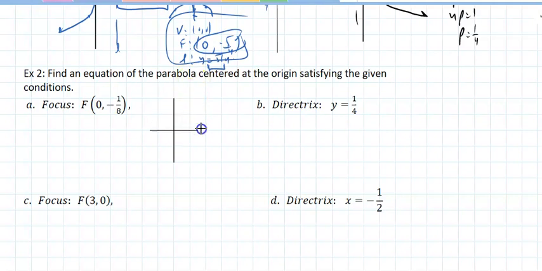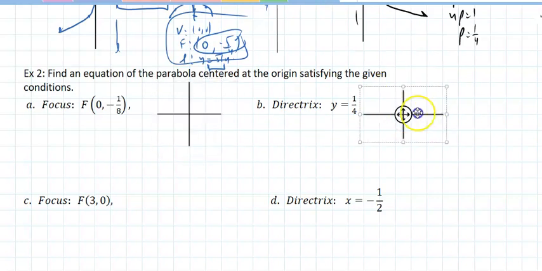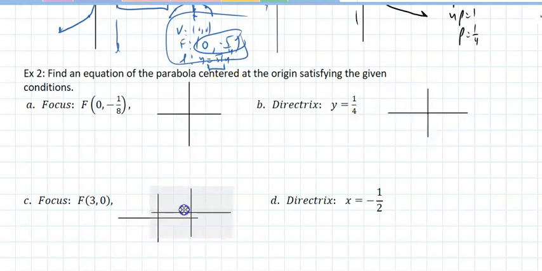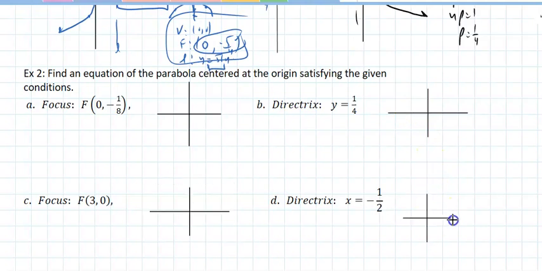They're not asking for a sketch. I'm going to do just a rough sketch to see it. So this is me doing a bit of extra work, even though they're not asking for this. It says, find an equation of parabola centered at the origin, satisfying the given conditions. Okay, what are the conditions? I have a focus at 0, negative 1 over 8. That tells me the parabola opens down.